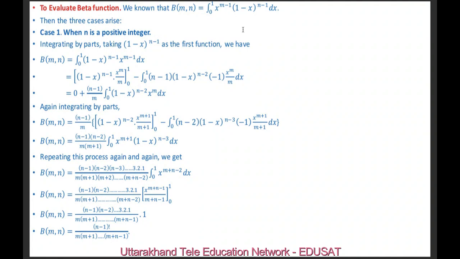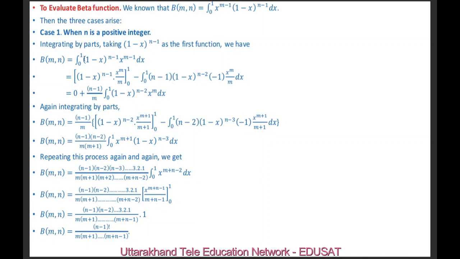this integral, we know how to integrate by parts. So for this we will take 1 minus x raised to power n minus 1 as a first function and x raised to power m minus 1 to be second function. So first we will write it as integral 0 to 1 of 1 minus x raised to power n minus 1, x raised to power m minus 1 dx.